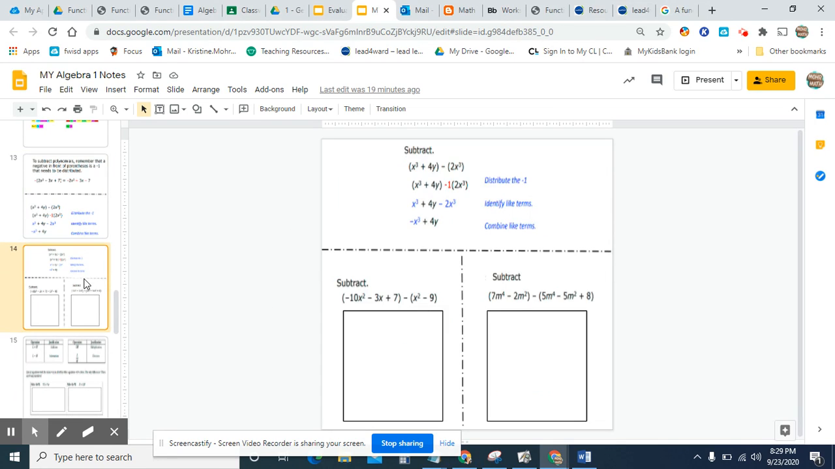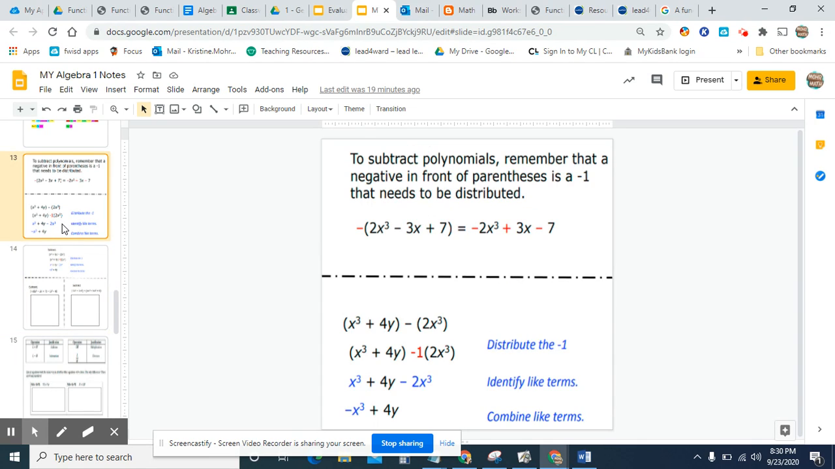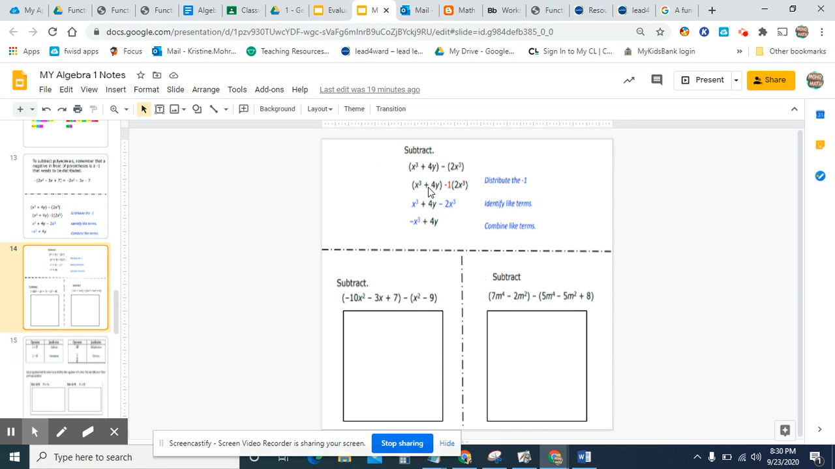Now, to do some actual examples, oh wait, sorry, I forgot. I have one more example solved out for us. So this one here, x cubed plus 4y minus 2x cubed. This is the exact same problem. Never mind, we don't need to go through that again. We can actually do an example.